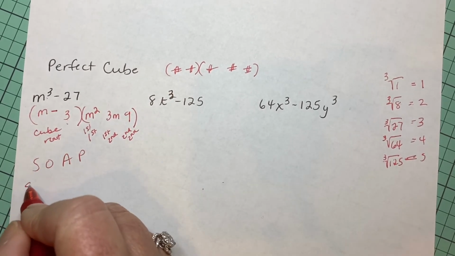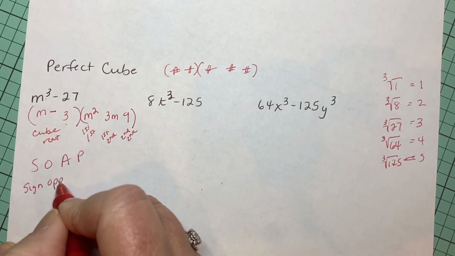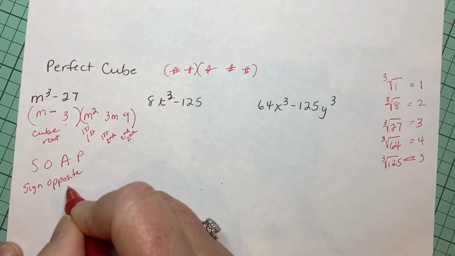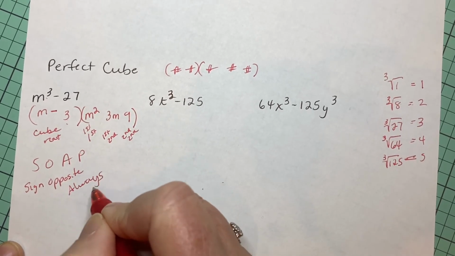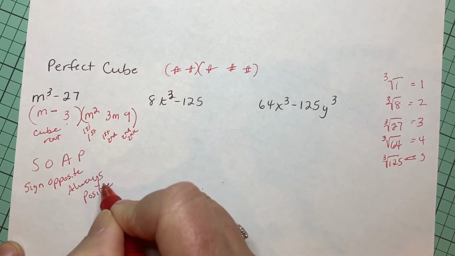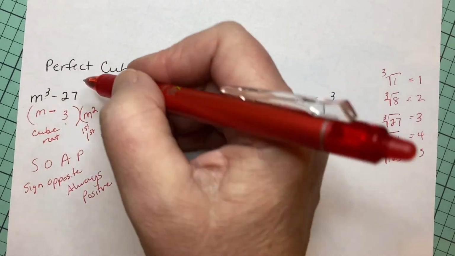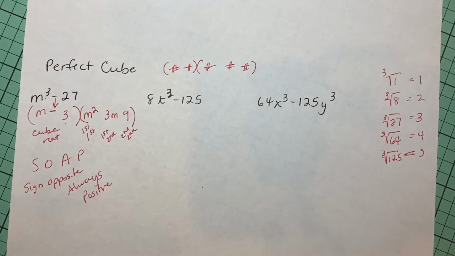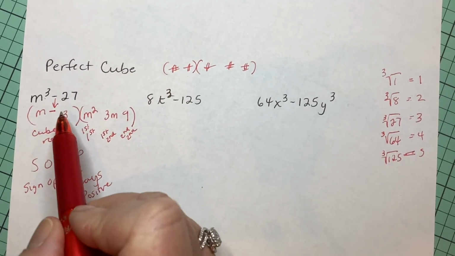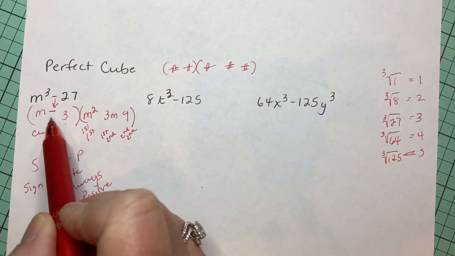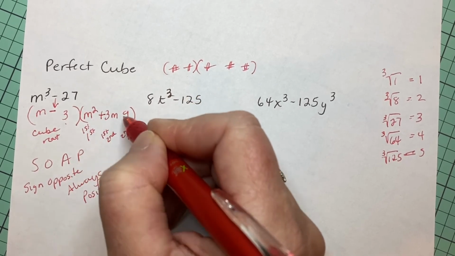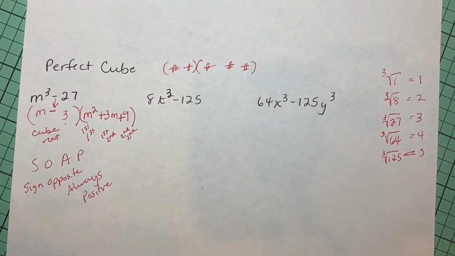And then for our signs, some people call it SOAP to help you remember, which stands for same, opposite, always positive. I'm sorry about the shaky camera. So that's just a way to remember your sign. This sign always comes down, no matter what it is, and then it goes opposite. So this is negative, this would be positive, and then the last one's always positive, no matter what.